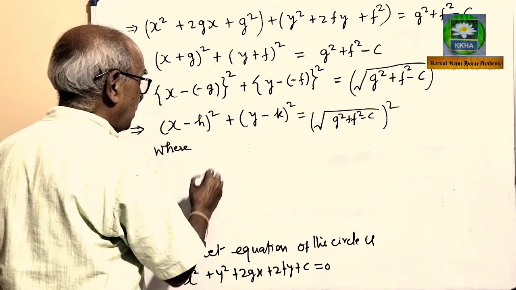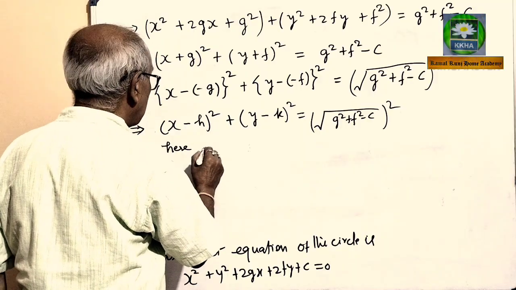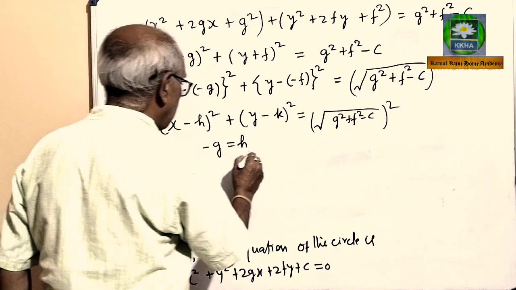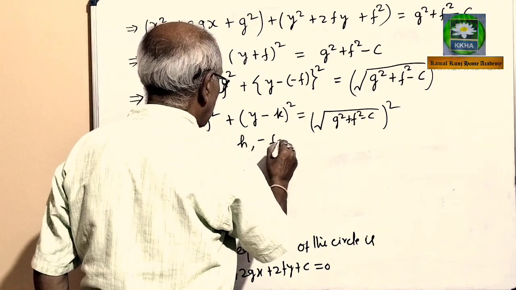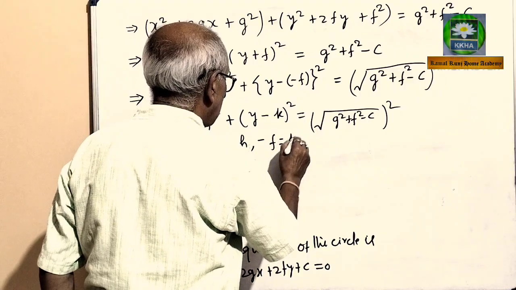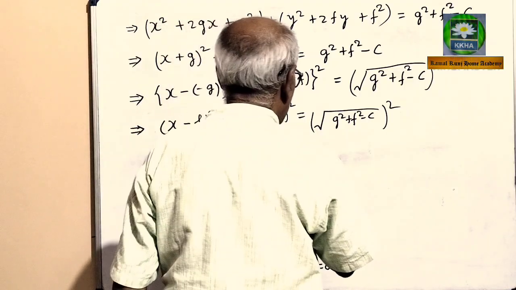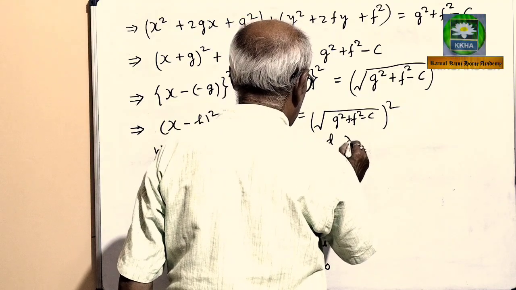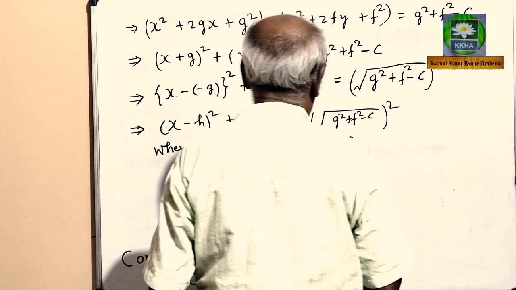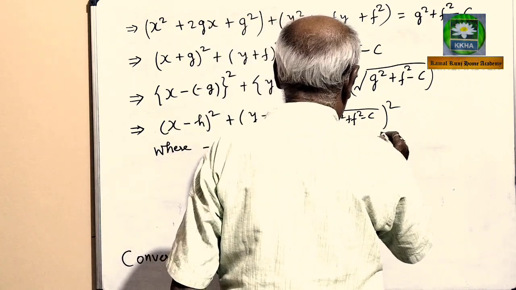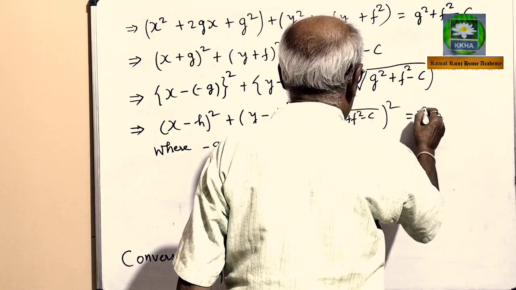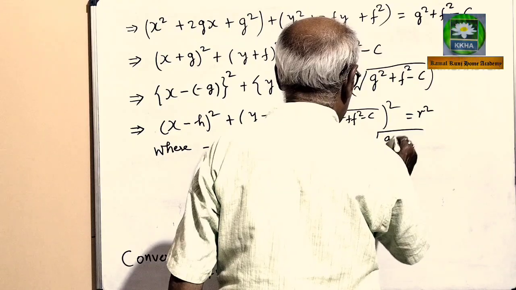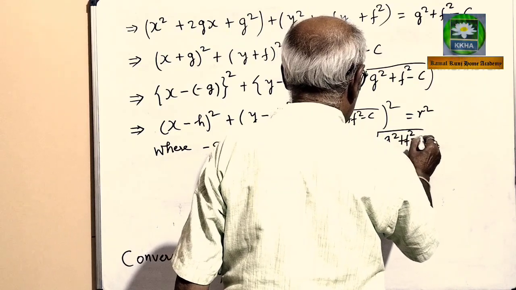Here minus g equal to h, minus f equal to k, and this is equal to r square. r equal to square root of g square plus f square minus c.